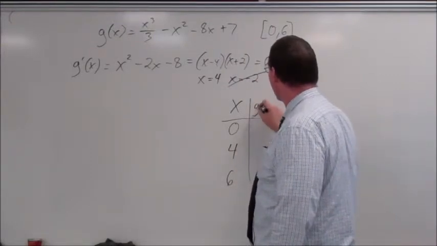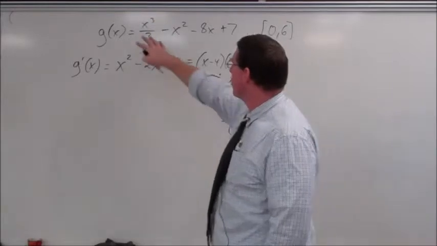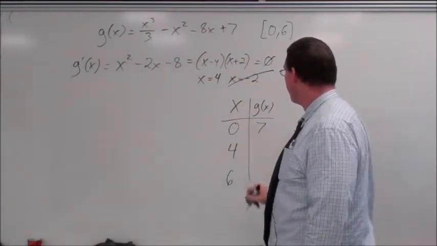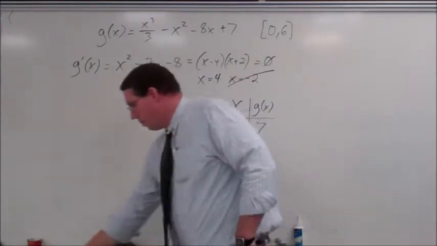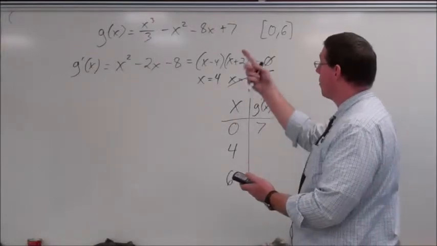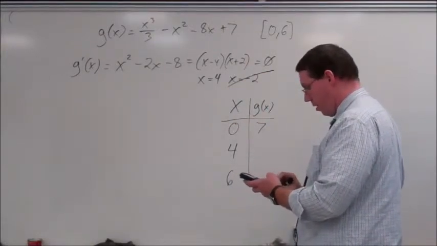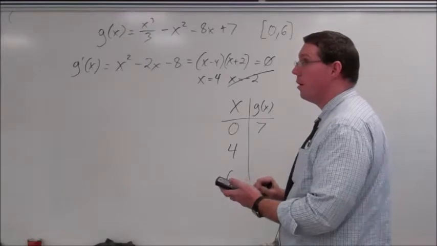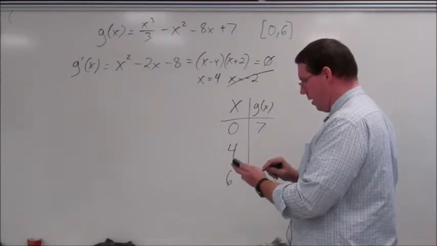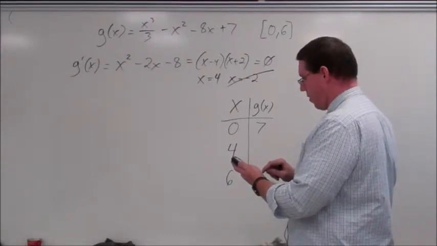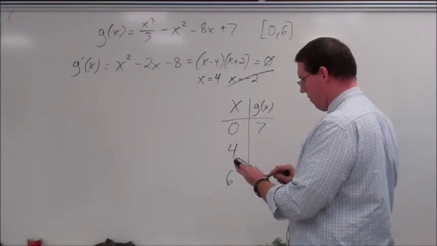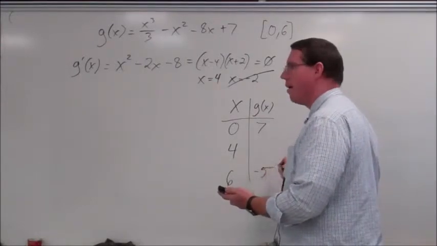Okay, and then we got g of x. So we're going to plug these numbers into the original function. Well, 0 is easy. When we plug 0 in, we get positive 7. Let's see, when we plug 6 in, we'll do 6 to the third power, which is 216, divided by 3 is 72. And then minus 36 minus 48 plus 7 is negative 5.